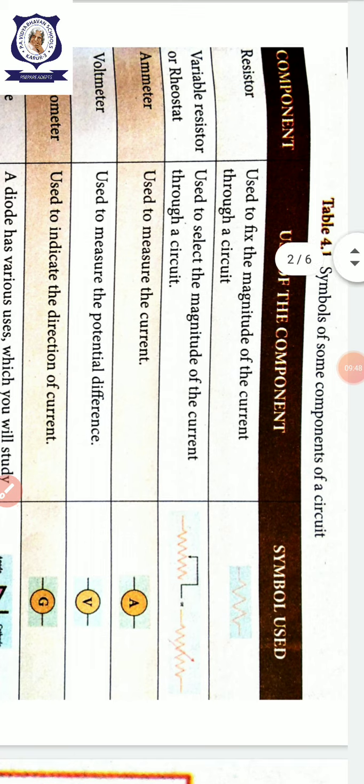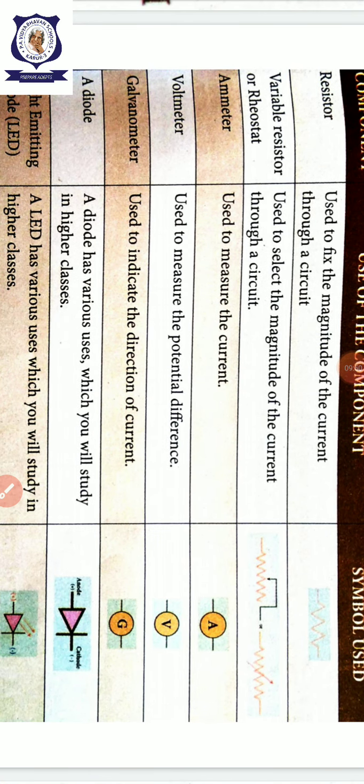Next, ammeter. The symbol of ammeter is A. Just like in a circle we represent A, it represents the ammeter. What is the purpose of ammeter? It is used to measure the current that flows through a circuit. Like that, voltmeter is another important component. It helps to measure the potential difference. The symbol is V. In the same circle, if you represent V, it is the symbol of voltmeter.